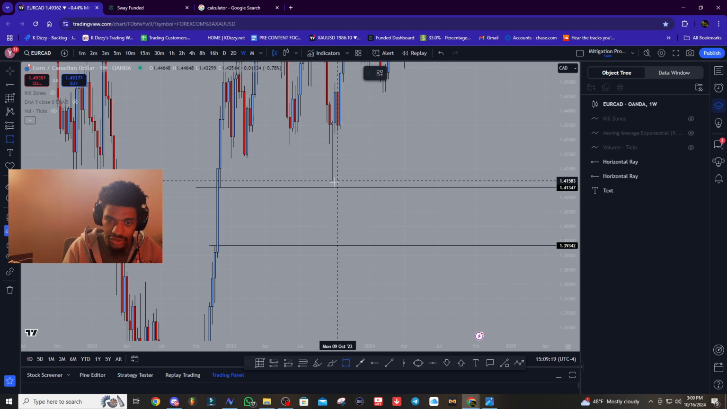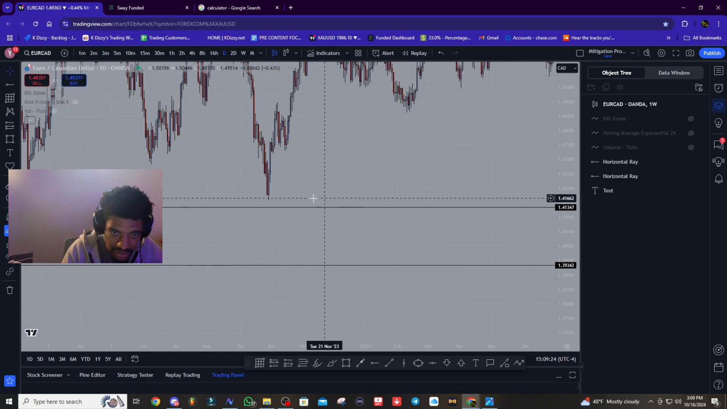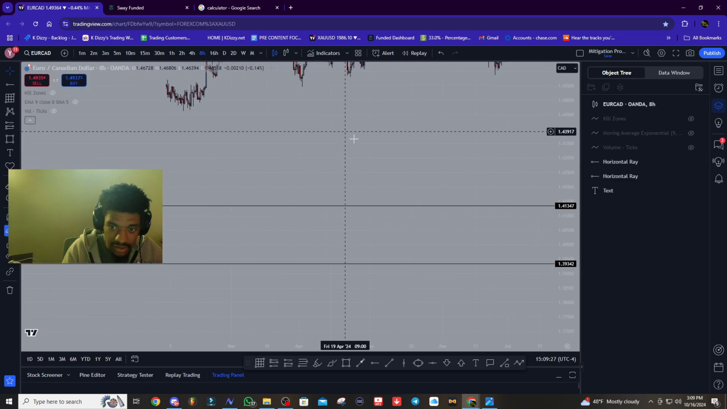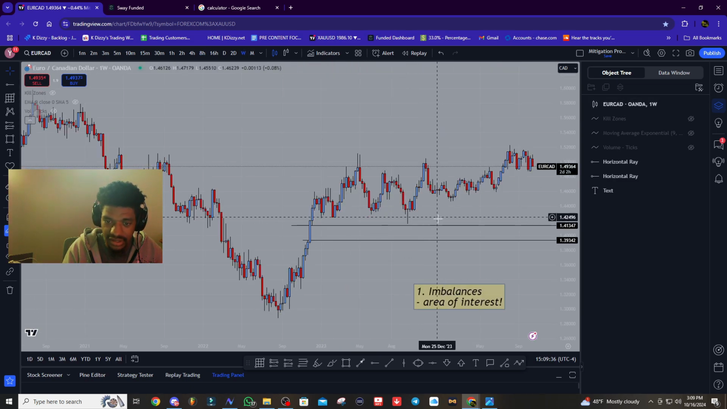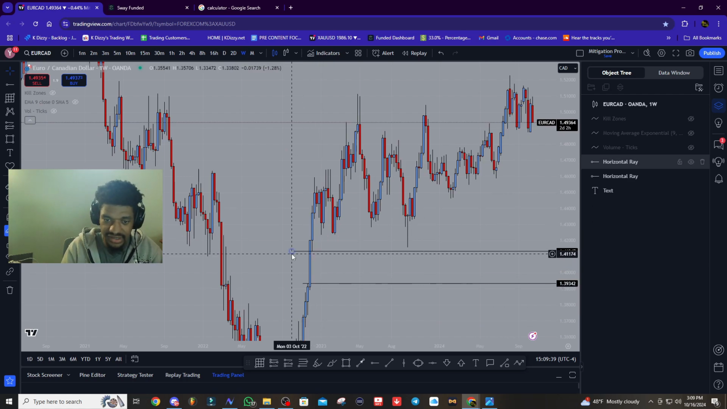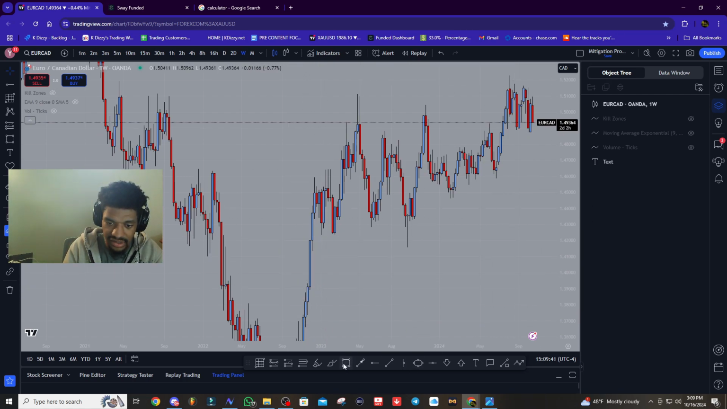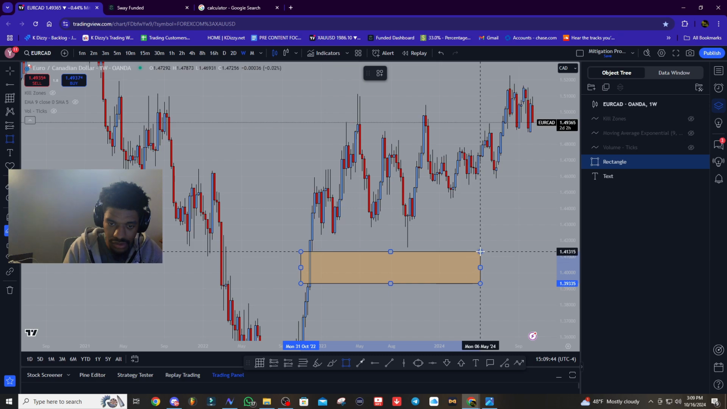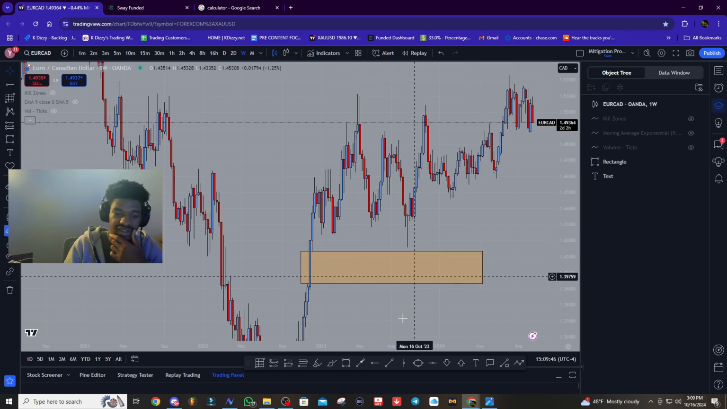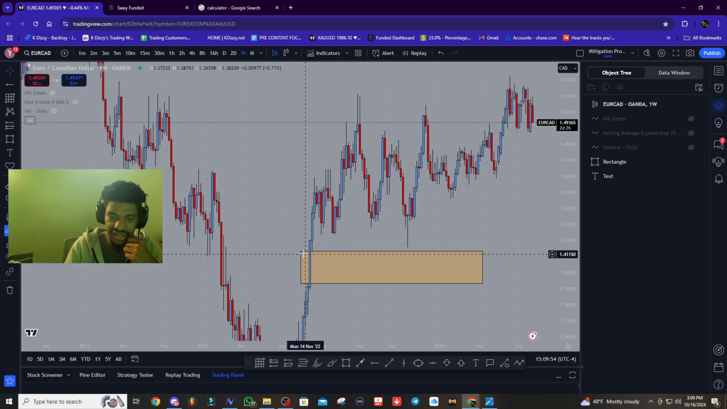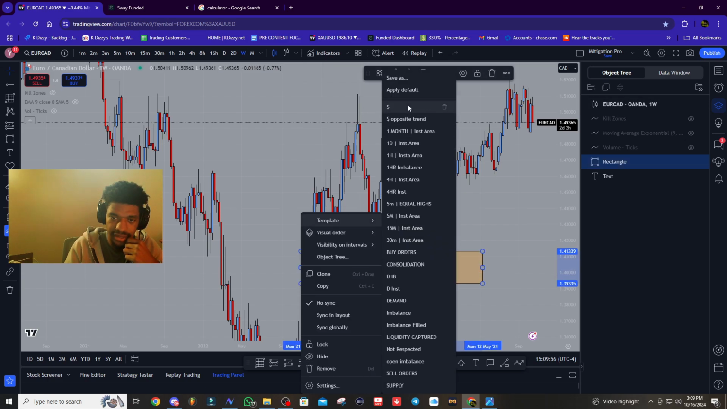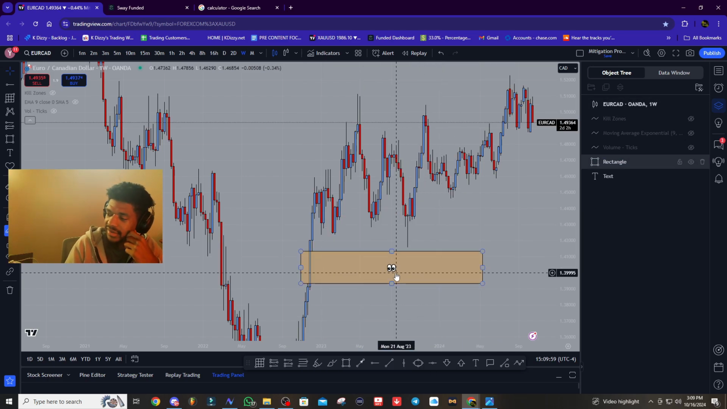It didn't trade into this imbalance right here, but that is an imbalance, and I would mark it like this. I'll use a rectangle. Scroll down, rectangle. I use a rectangle to mark imbalances, and I have a template. Right click, template, money. So I use the eyeballs emoji.